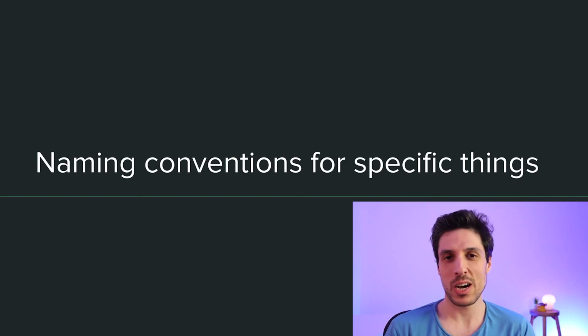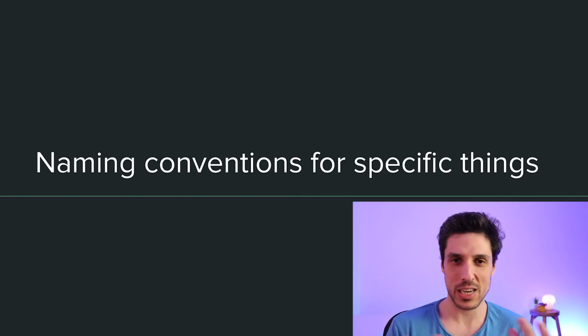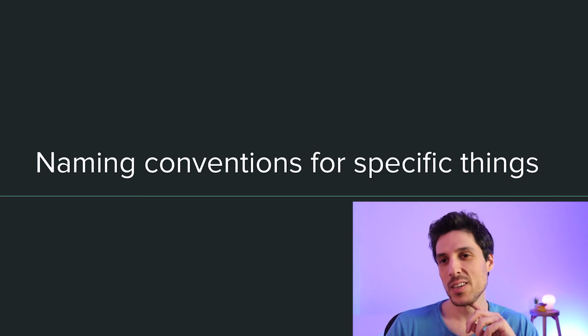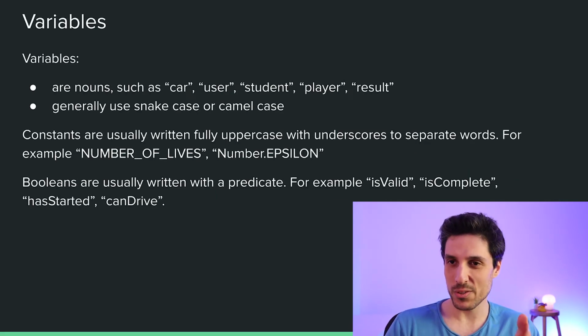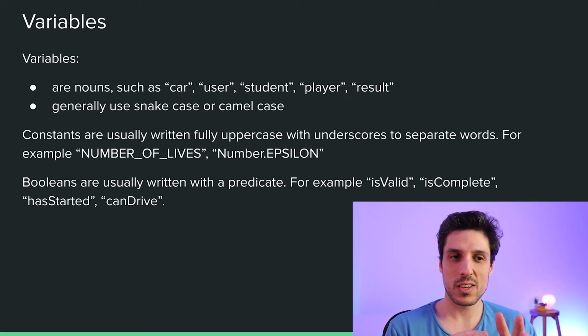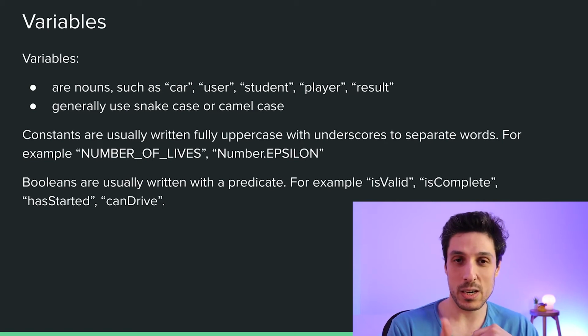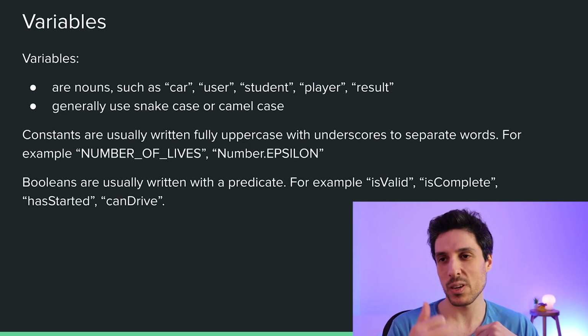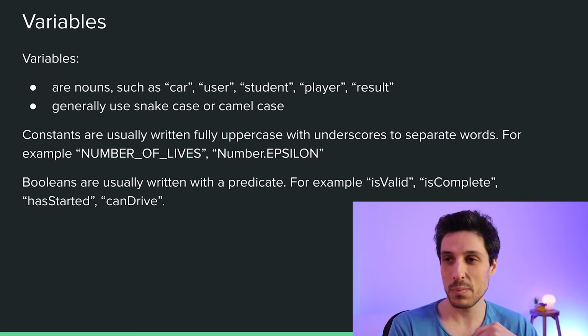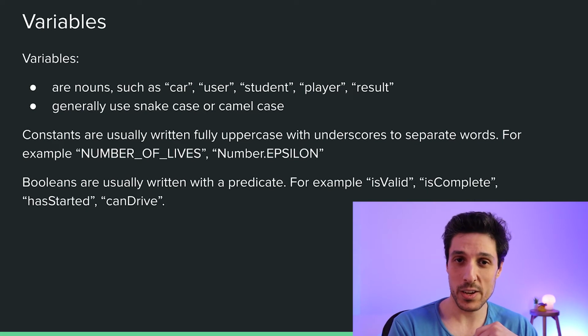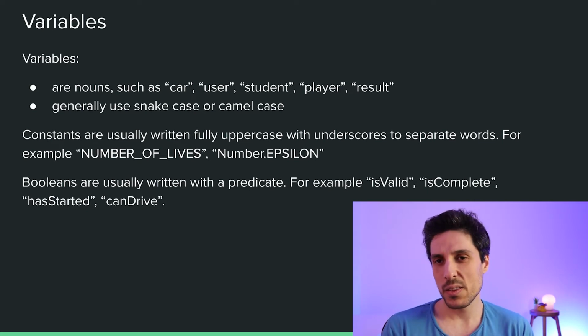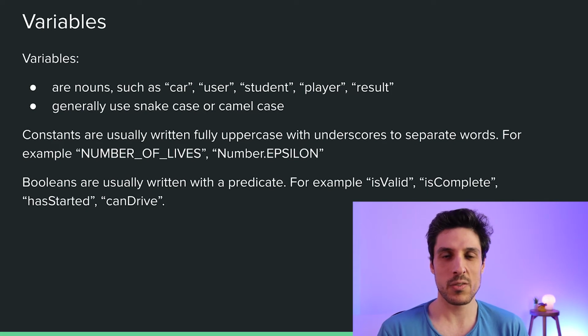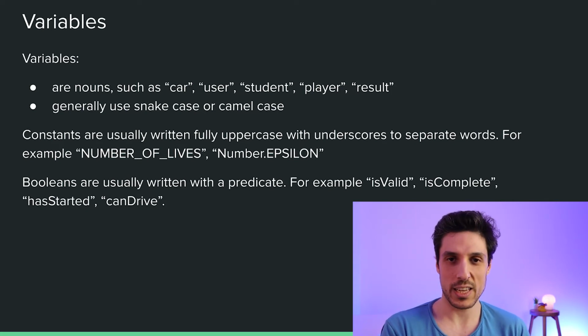But next, let's move on to how to name specific things like functions, variables, classes, those kinds of things, okay? So firstly, variables. So basically variables denote things. They're things and labels for data and objects and stuff. And some conventions for variables are that they should be nouns. They should be things. For example, car, user, student, player, result, area, things like that. And in most programming languages, they're either written as camel case or snake case.